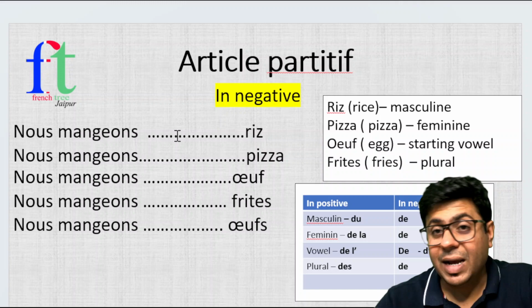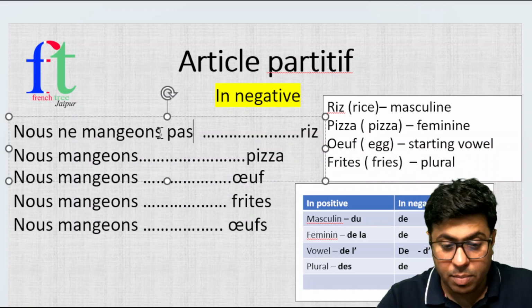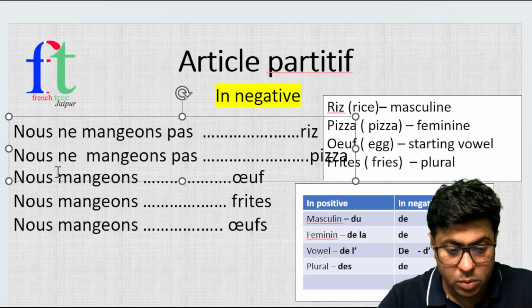You remember what negative is? Before the verb we use ne and after the verb we use pas. So I am making all the sentences into negative form: ne before the verb and pas after the verb. Here is also the same thing. Ne before the verb gives the meaning of not. Not only single ne is not, and not only pas is not. We have to put them all together, before and after the verb. Okay.